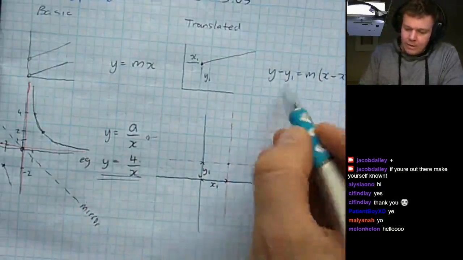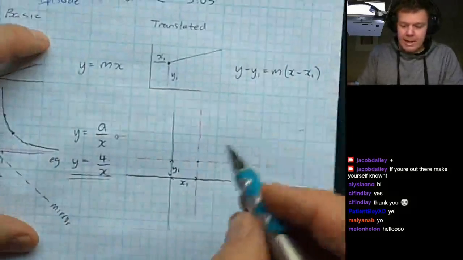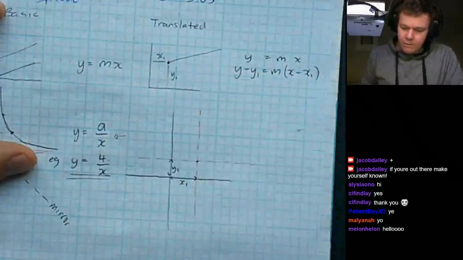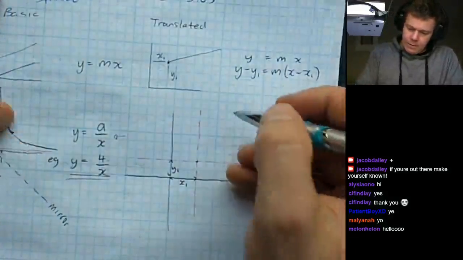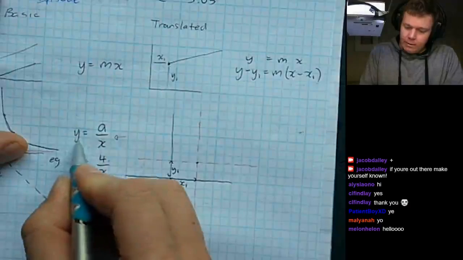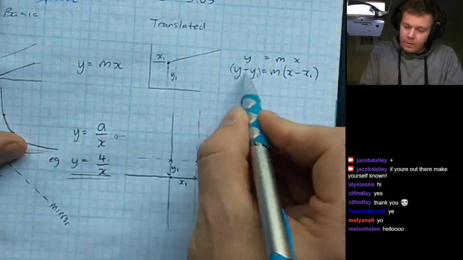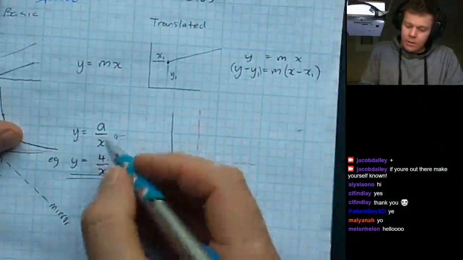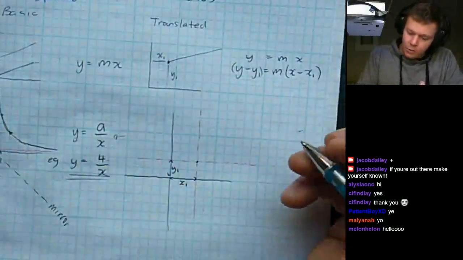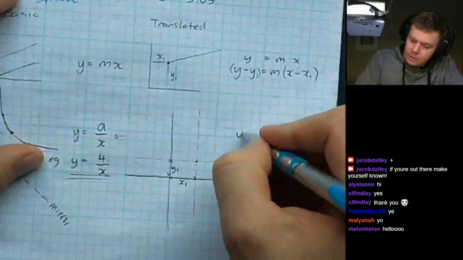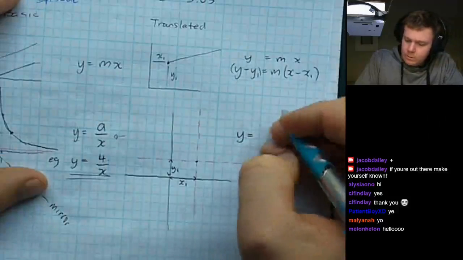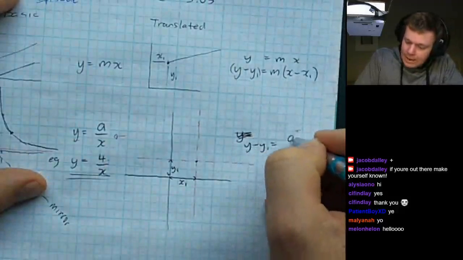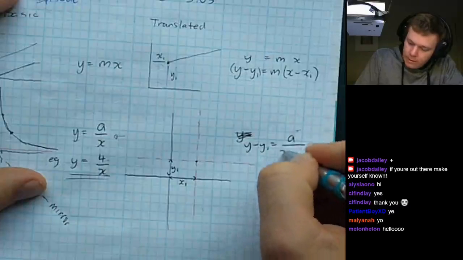Essentially you take your basic formula, y equals a over x. Then instead of having a y, you've got a y minus y1, and instead of an x, you've got an x minus x1 in a bracket. So in the case of our hyperbola, our translated formula looks like this: y minus y1 equals a over x minus x1.